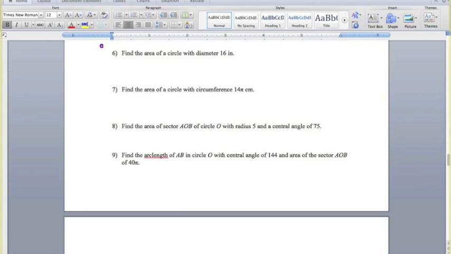Alright, so our next question is about a circle. We want to find the area of a circle with a diameter of 16. And there's a unit on that, inches, so I'm going to make sure I include that unit in my answer.